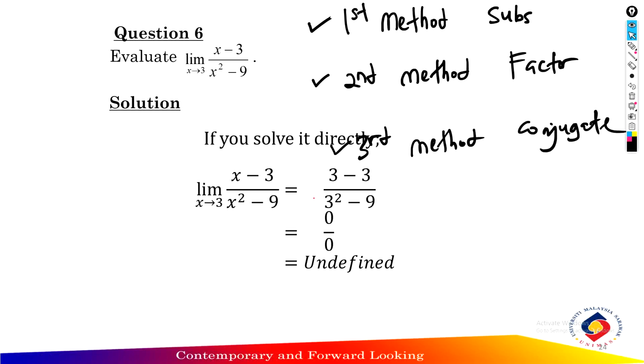Using the first method, substitute 3 into the function. The numerator, 3 minus 3, equals 0. And the denominator, 3 squared minus 9, also equals 0. So the numerator equals 0 and the denominator equals 0, which means there is no solution using the substitution method. Next, the second method, factorizing.